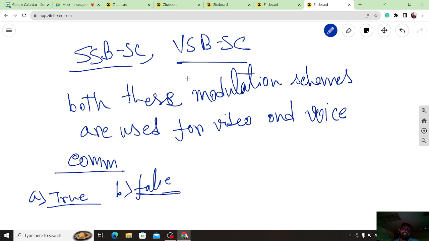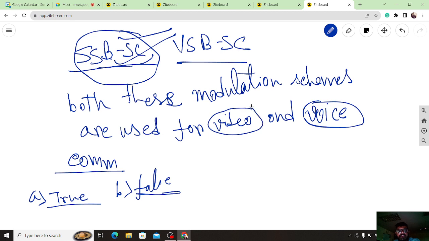So we know the SSB-SC signal is a suppressed carrier signal. So this can be used for voice purposes, because the low components of our voice signals are not important for communication. So it is efficient for performing voice communication. But in terms of video communication, which may have zero frequency components, it will be difficult to do communication with SSB-SC modulation. So basically the statement is false, both of them cannot be used. Only VSB-SC can be used for both video and voice communication.